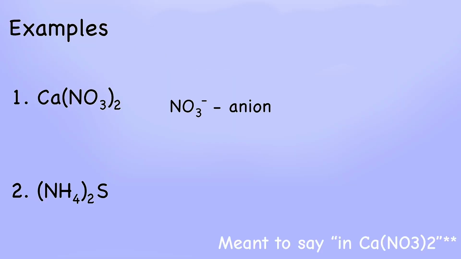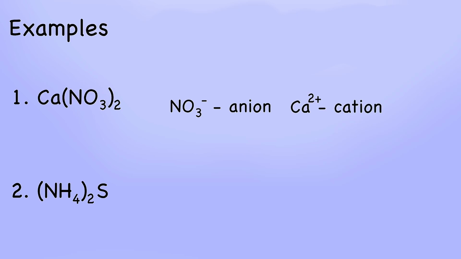In Ca(NO3)2, nitrate is an anion because it has a charge of -1. Calcium must be a cation. Calcium should be written first because it's a cation, and then nitrate. Your answer should be calcium nitrate.